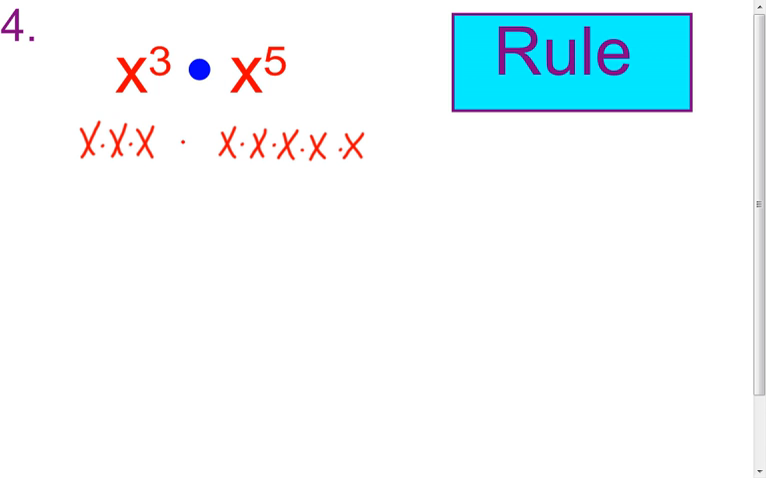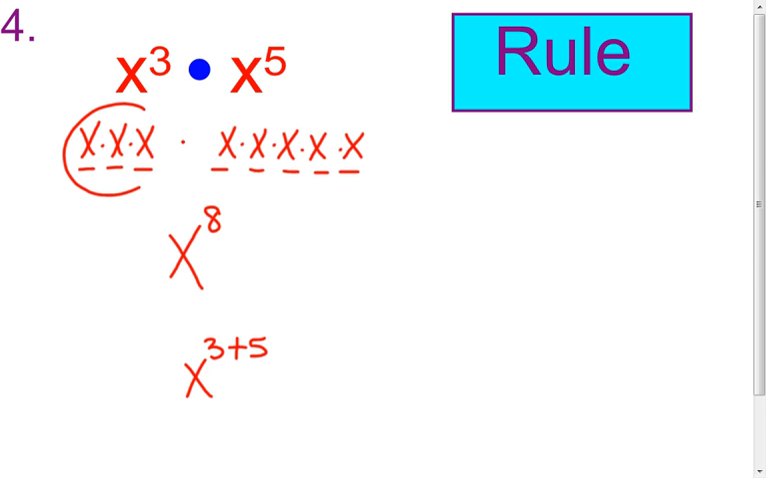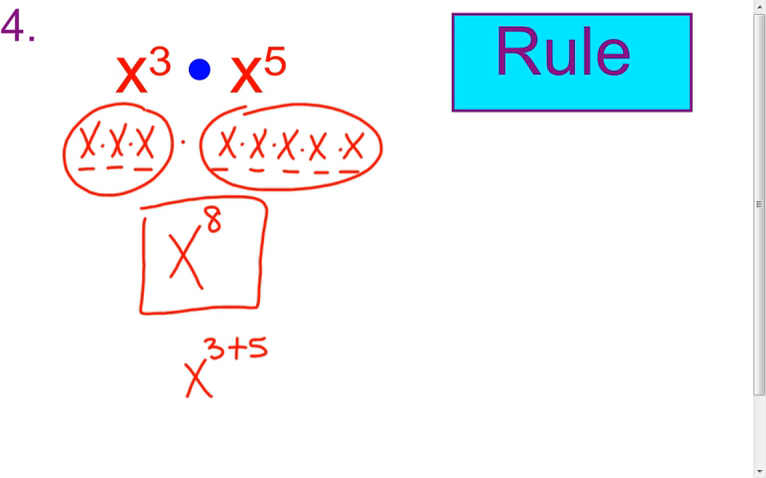Well, if I'm multiplying that all together, then total I have 1, 2, 3, 4, 5, 6, 7, 8 x's. I can see that this is x to the 8th power. The shortcut to writing that out the long way would be figuring out that this is really x to the 3 plus 5 power. I have 3 x's here, and I have 5 x's here, and I can add them together to make 8 x's total, or x to the 8th power. So my answer is x to the 8th power here.